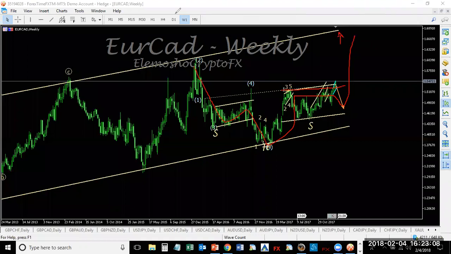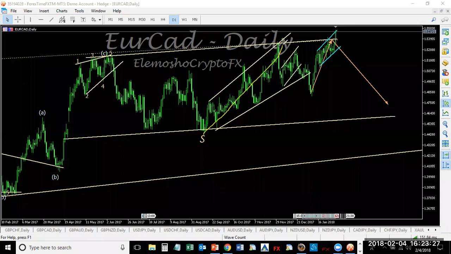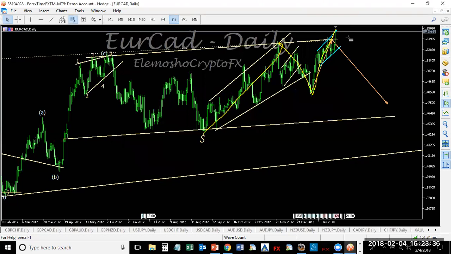But if it doesn't test there and continues rejecting this area, then we have the pattern that is respected on the daily time frame, which is this. It can be a cipher pattern also, where you have this retracement, then a break of the top. Now, the break of the top can be decided upon by what I did before, where you calculate your Fibonacci expansion from this high to this low, for instance.